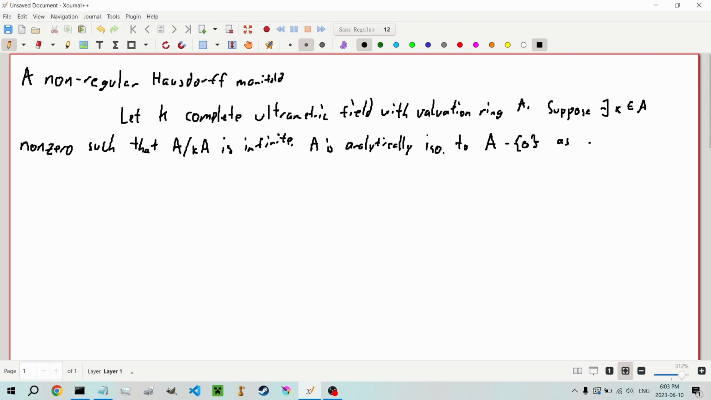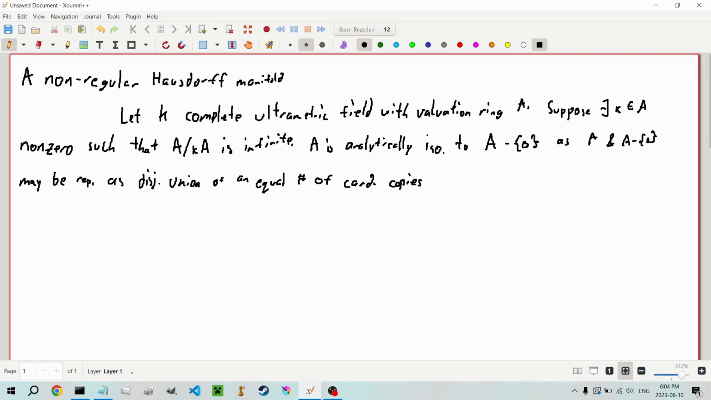And we show this by showing that A and A minus 0 may both be represented as the disjoint union of the same number, an equal number of cardinal copies of A. First, we note if mu is a positive integer, then the cosets of x to the mu times A are isomorphic to A.